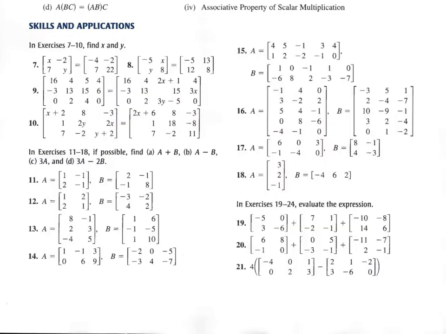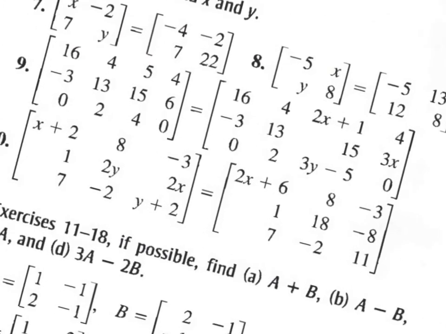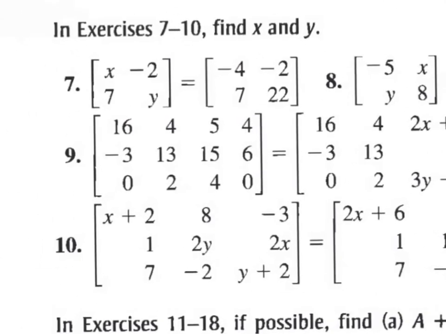All right, so this is from your textbook, so let's take a look. This is section 10.2, matrix operations. So here we want to find x and y. Let's take a look at this first problem. Based on what we've talked about so far, the dimensions are the same, they are equivalent, so we can say x is negative 4 and y is 22. So that would be the solution here: x equals negative 4 and y equals 22.